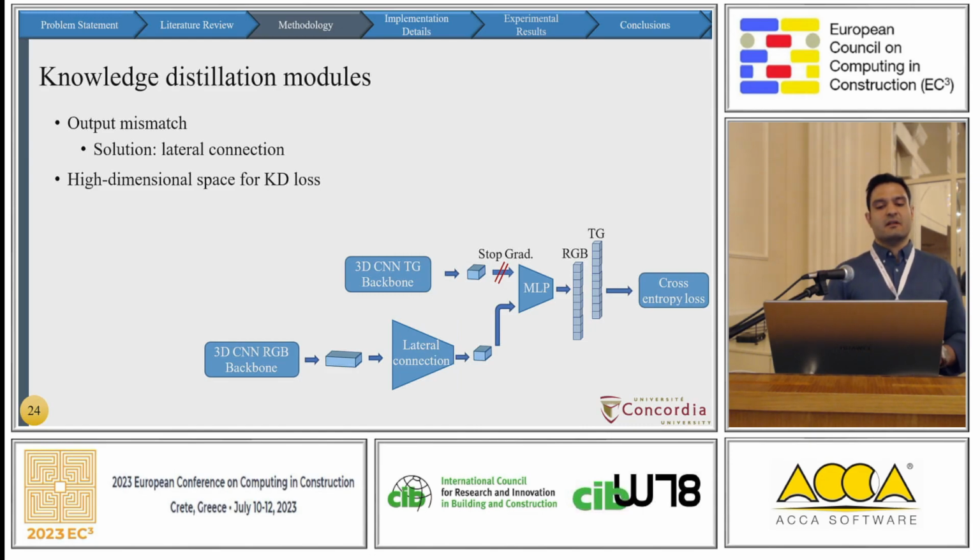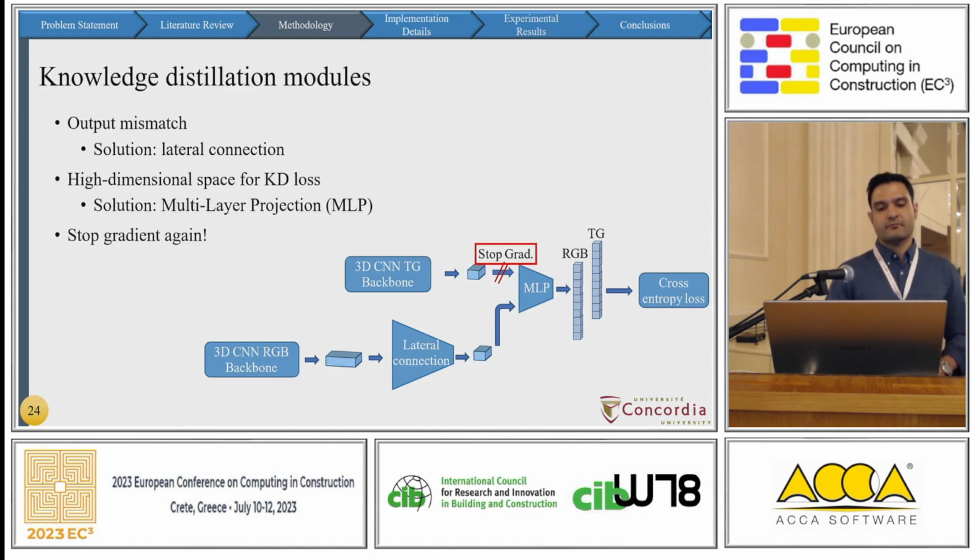However, there is still another problem because the earlier layers that we have included in knowledge distillation have high dimensions. And to perform knowledge distillation in this high dimensional space would need a lot of data, otherwise the training would not converge. So we use a multi-layer projection to map the output of these layers to a lower dimensional space to make the transfer of knowledge easier in this smaller space.